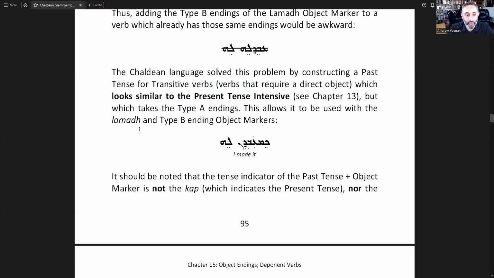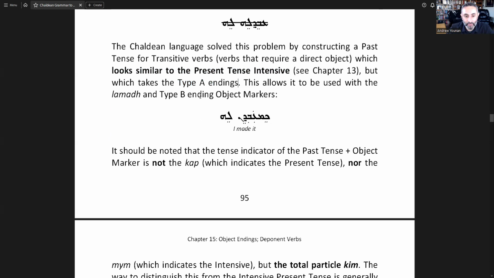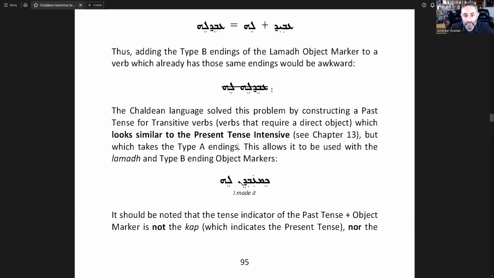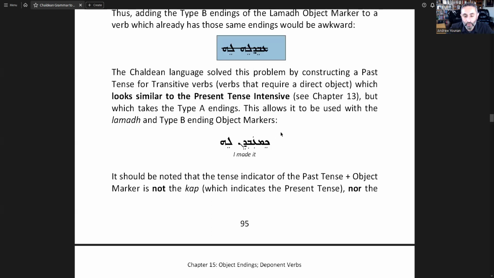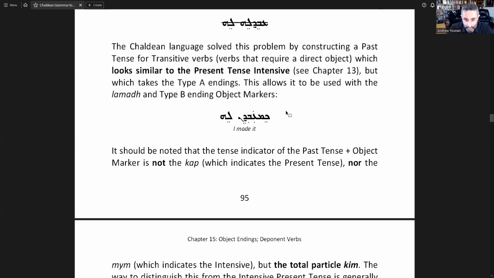This allows it to be used with the lemma and type B ending object markers. So the way you want to say I made it is not uidli le. You use this very special construction. Kim odin le. Kim odin le. Now, what I'm saying in this paragraph is, it looks like a present tense intensive. It looks like a present tense because of the cup. It looks like an intensive because of the meme.